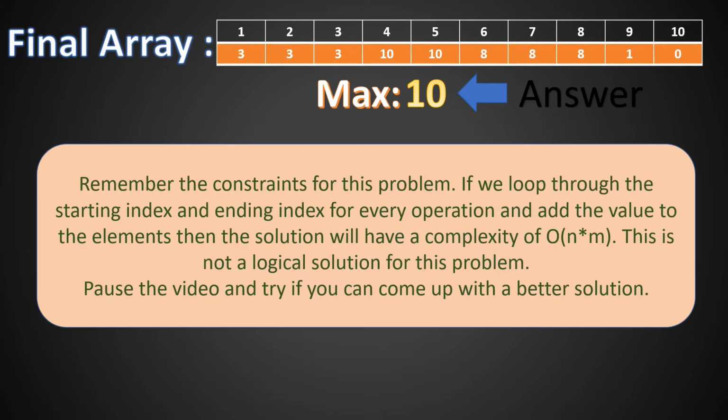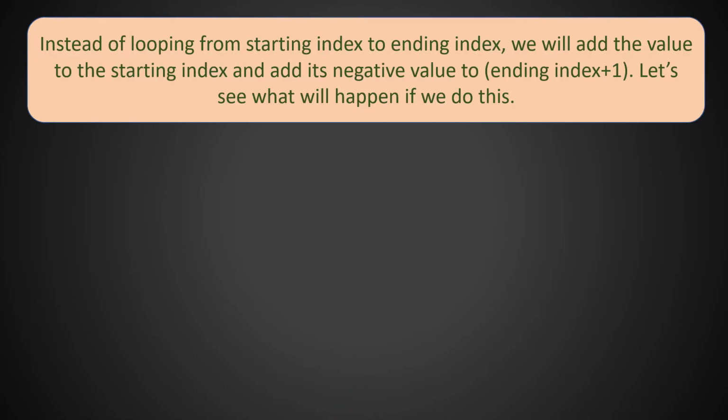Remember that due to the constraints we cannot loop through the array for each operation. So, pause the video and see if you can come up with a better solution. The trick to this problem is that instead of adding the value to all the elements between the starting and the ending index of the operation, we will just add the value to the starting index and the ending + 1 index. Let's see what it looks like.